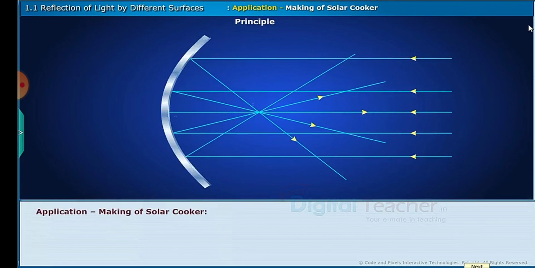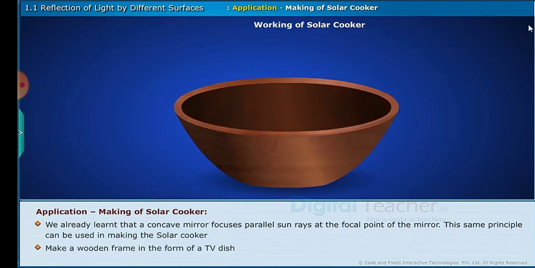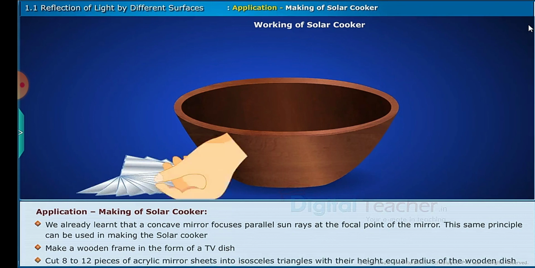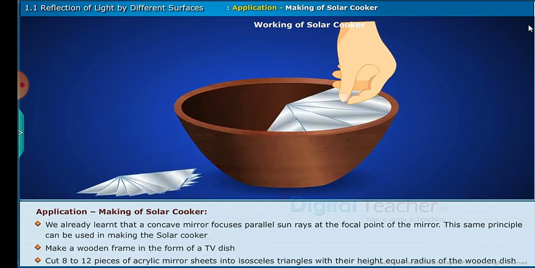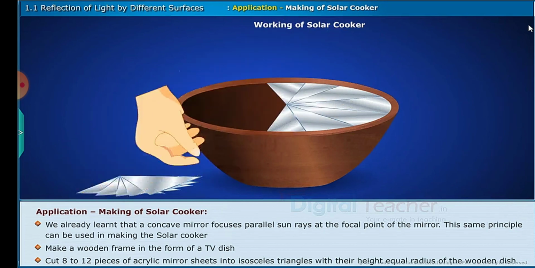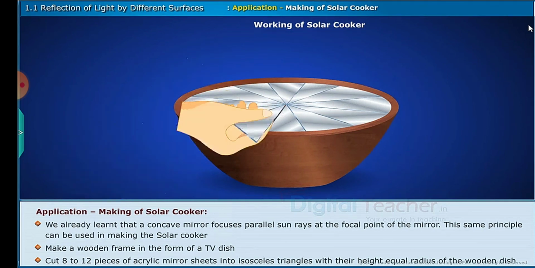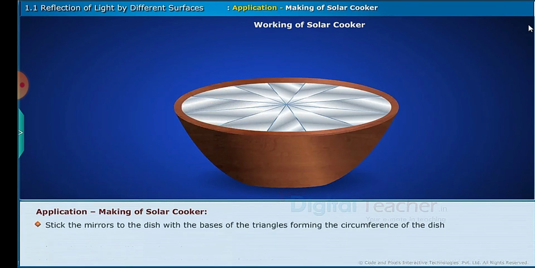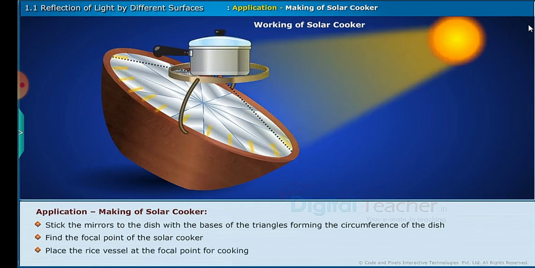Application: Making of a solar cooker. We already learned that a concave mirror focuses parallel sun rays at the focal point of the mirror. This same principle can be used in making the solar cooker. Make a wooden frame in the form of a TV dish. Cut 8 to 12 pieces of acrylic mirror sheets into isosceles triangles with their height equal to the radius of the wooden dish. Stick the mirrors to the dish with the bases of the triangles forming the circumference of the dish. Find the focal point of the solar cooker. Place the rice vessel at the focal point for cooking.